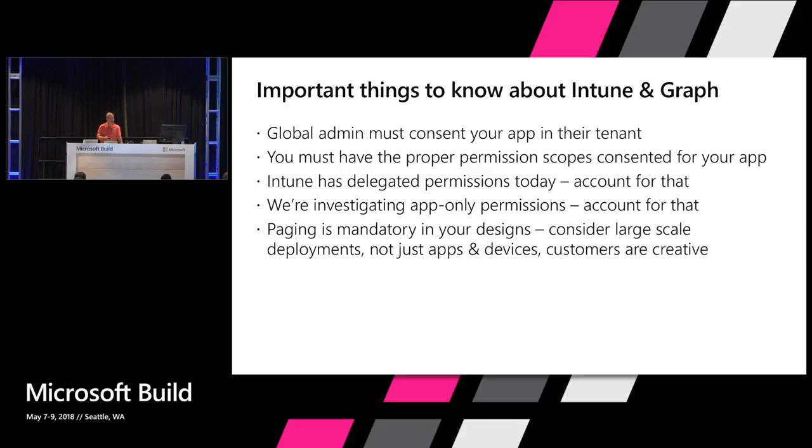But what it really means for you as a developer is that you need to consider, whenever you're returning lists of information, that you're going to come up against a 1,000 instance limit per page. And so you'll either need to use next link or skip tokens to be able to get to the next set of data that's paged out of Graph.